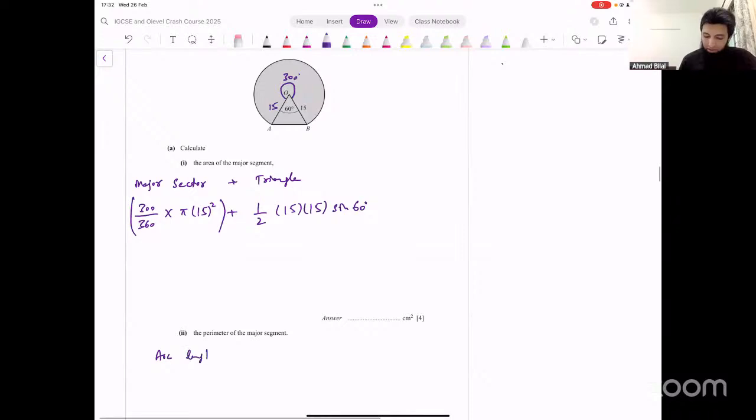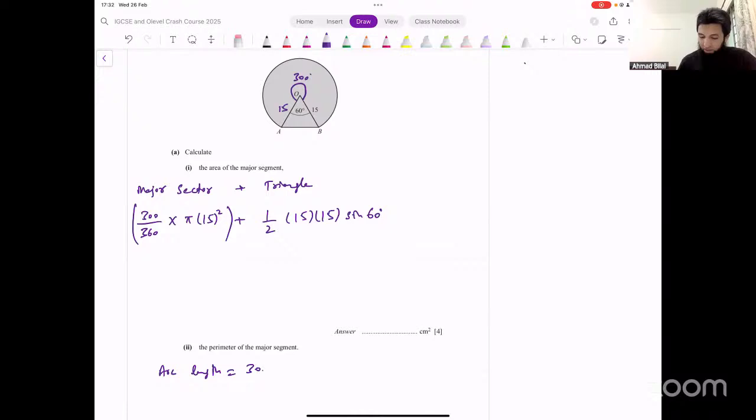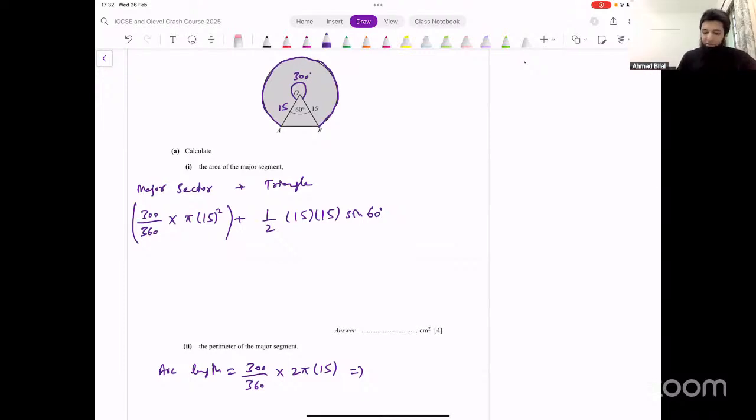Arc length is equal to 300, right? The angle is 300 over 360, theta over 360 into 2 pi r. What's r here? r is 15. That will be the arc length. That's one thing that we are looking for. So we'll find this from your calculator and see what that gives you. Theta over 360 into 2 pi r.